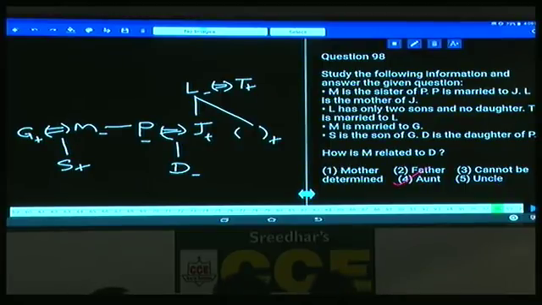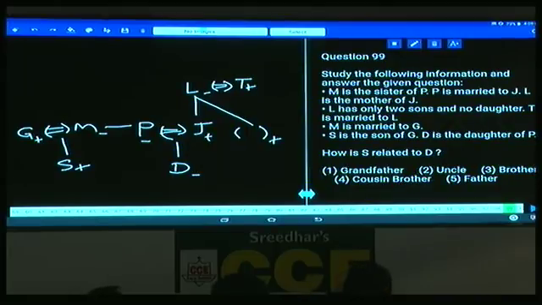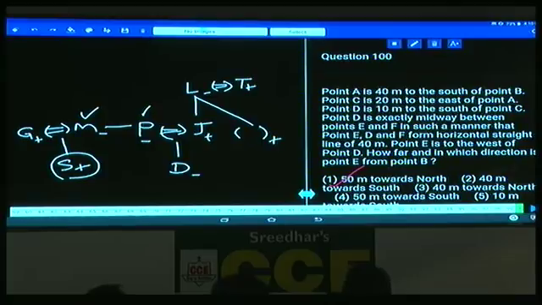Then question number 99. How is S related to D? D's mother is P, mother's sister is M, that means parent's sibling. Mother's sister is aunt, aunt's son is cousin. Cousin, it is given in choice 4. Now this is about question number 99, choice 4 is the answer.